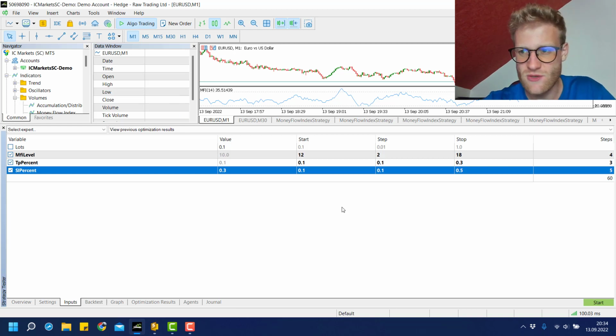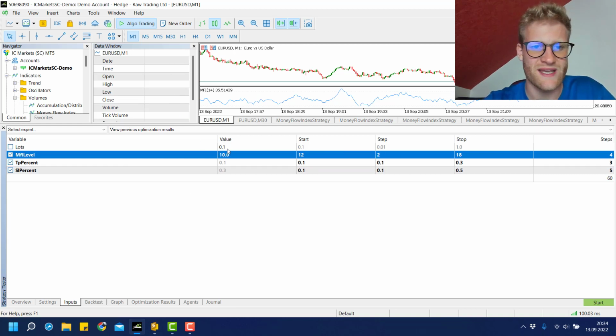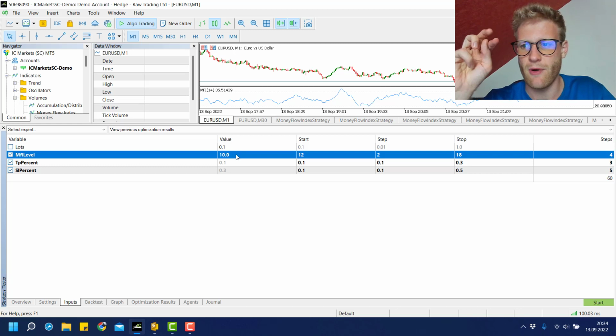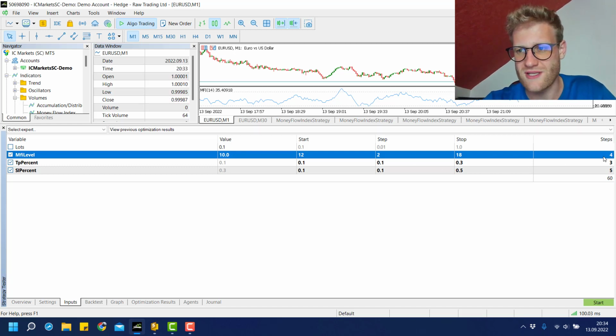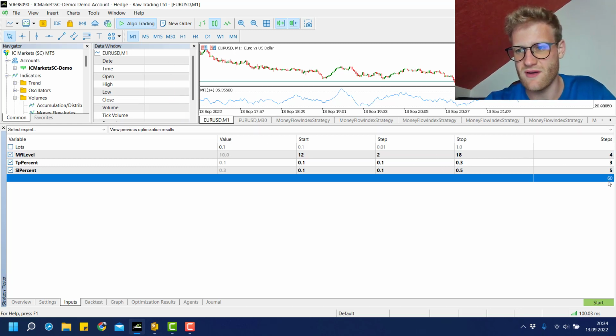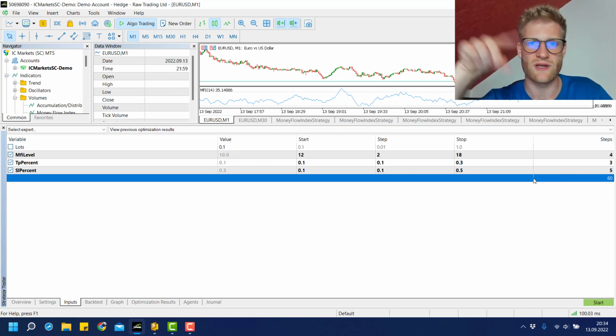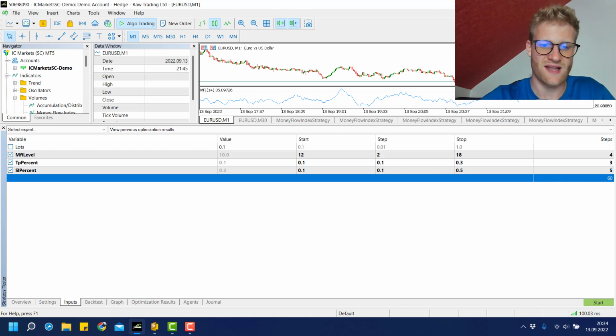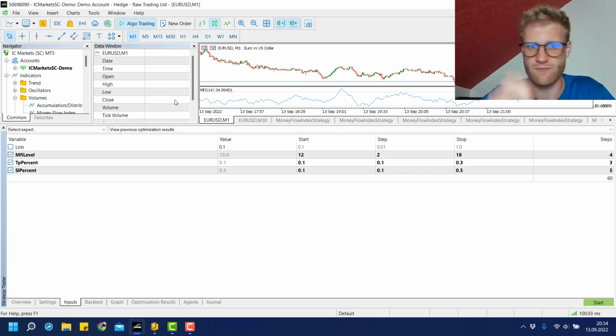Yes, because it makes a really huge impact. If I would test the levels separately and both would be 4 steps, then I would need to test, instead of 60, 240 tests. So this is a really big difference, which might be 1 hour of computer working time.